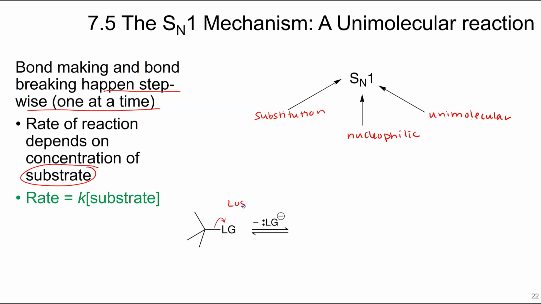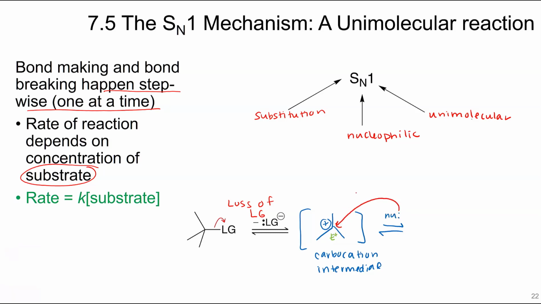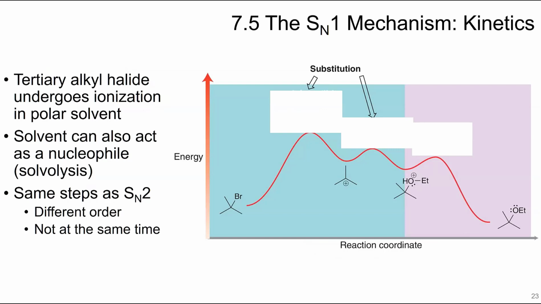So there's a loss of leaving group. So that's the arrow that you are seeing. When that happens, we form a carbocation. And then a nucleophile comes in, which could be any generic nucleophile. This is our electrophile, and this is going to be hugging here. So this is your nucleophilic hug with the nucleophile.